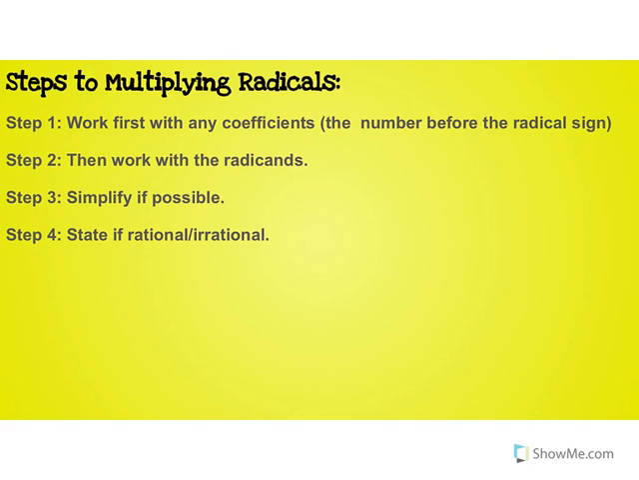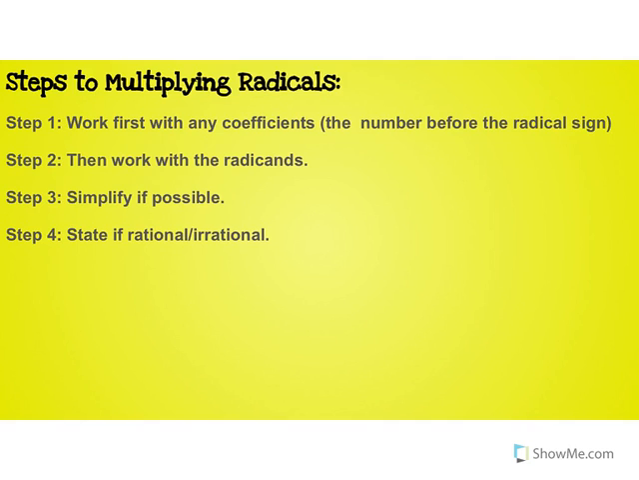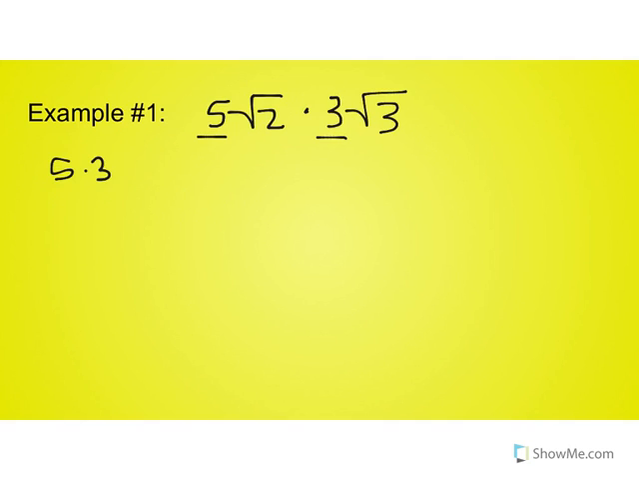Our first example is we are going to take 5 square root 2, and we're going to multiply it by 3 square root 3. If we look back at our steps, it tells us to work with our coefficients first, which is the number in front of the radical sign. So we do 5 times 3. Then we work with our second step, the radicands, the number under the radical, so that's the square root of 2 times 3.